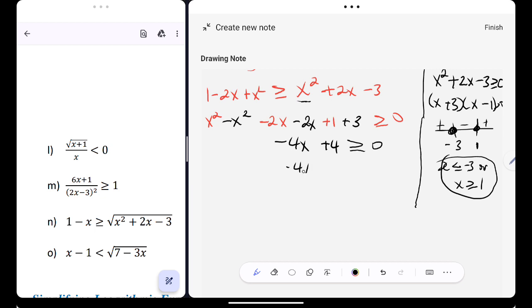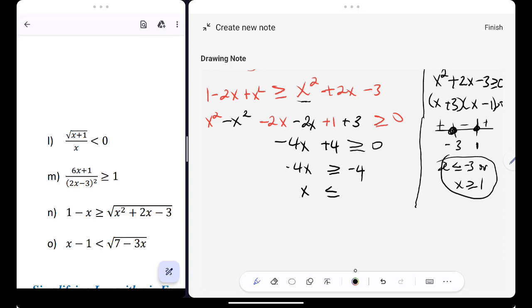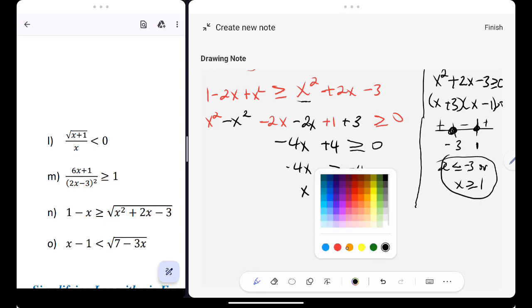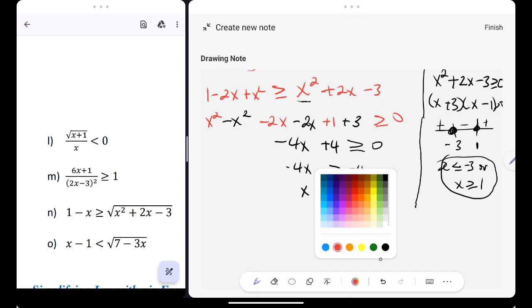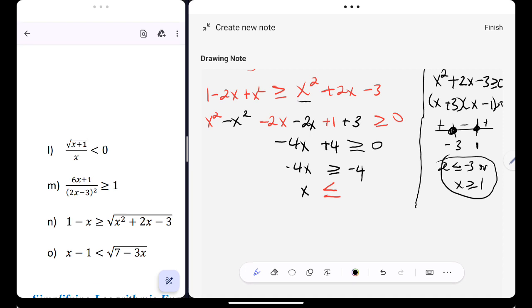That means negative 4x is greater or equal to negative 4. When I divide everything by a negative 4, whenever you divide by a negative number or multiply everything by a negative number, the sign of the inequality has to change. So I had a greater than sign, but now I'm having a less than sign because the sign of the inequality needs to change. So a negative 4 divided by a negative 4 is 1.